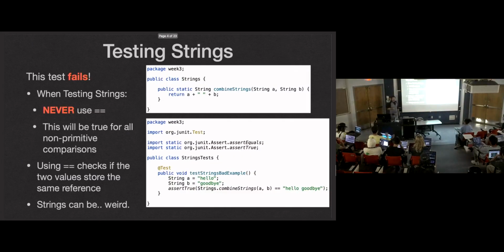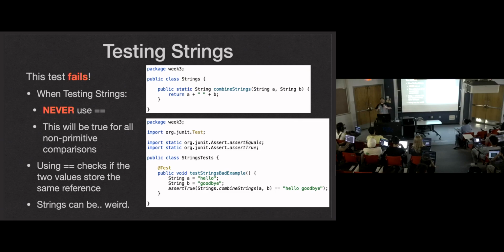So, testing strings. Why did this test case fail? It seems so straightforward. We're just concatenating and then making sure we got the right value. And the short answer is because we're using equal equal to compare 2 strings. Never use equal equal to compare 2 strings. And spoilers, never use equal equal to compare 2 doubles either.